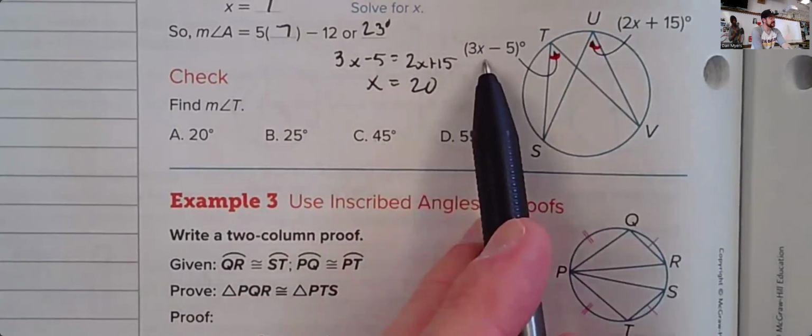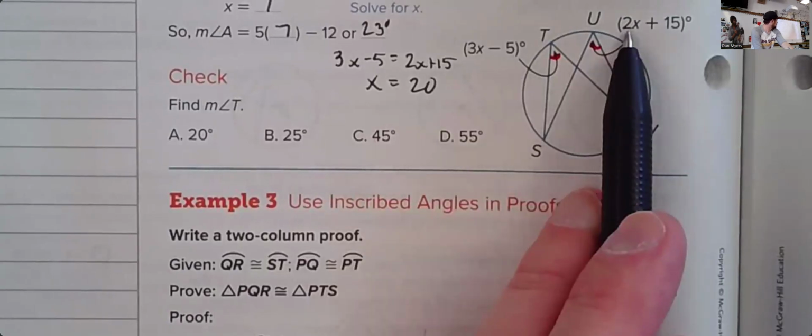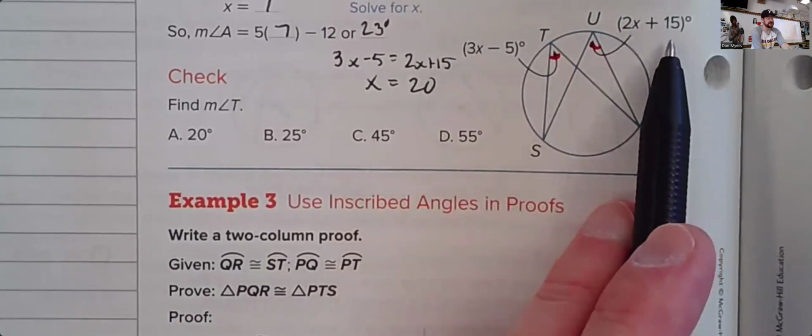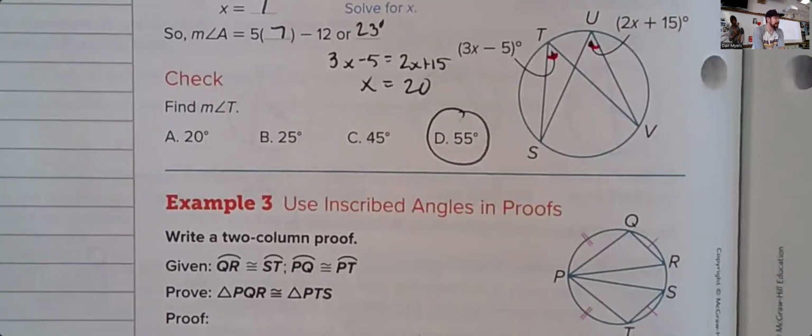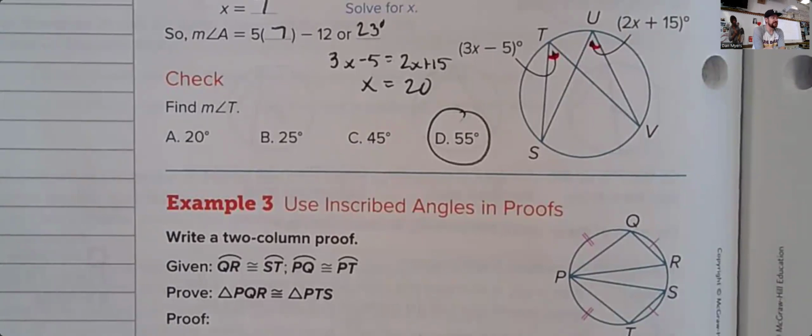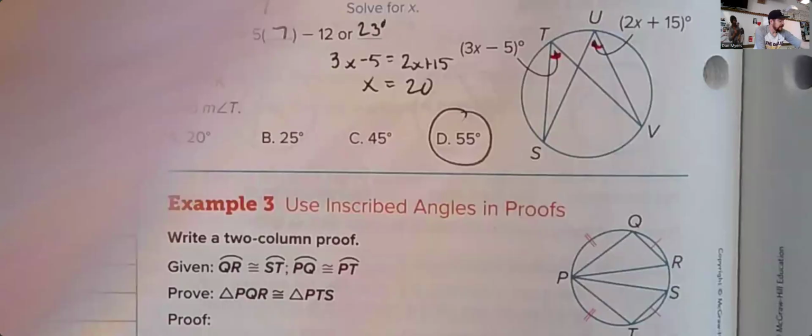3 times 20 is 60. 60 minus 5 is 55. If you want to verify, go over here. 2 times 20 is 40. 40 plus 15 is also 55. So the answer is D. X is 20. Angle T is 55 degrees. All right. Questions there? Let's keep going.